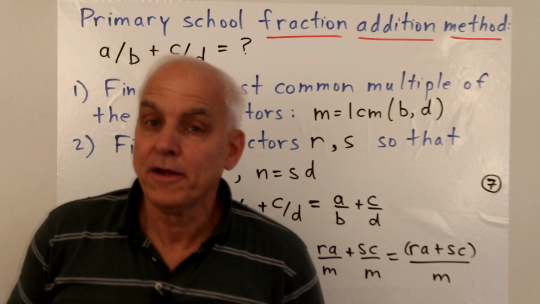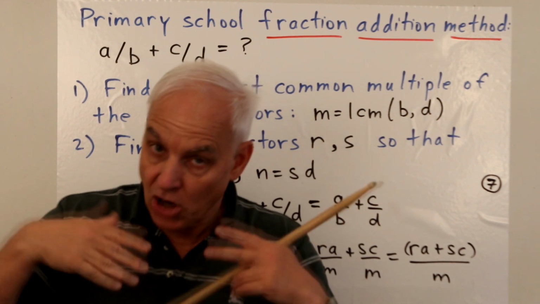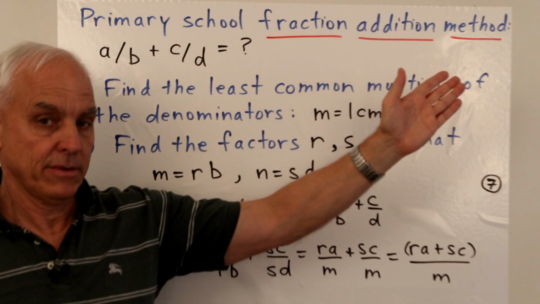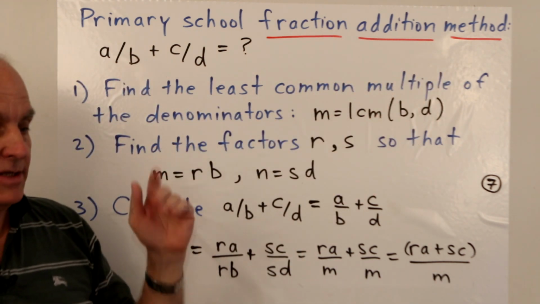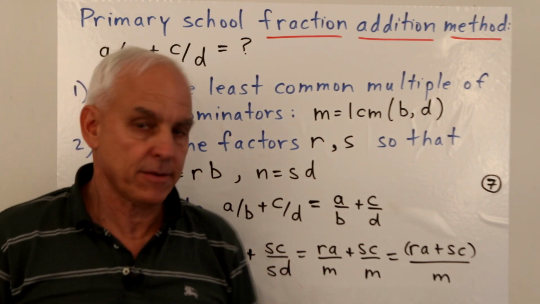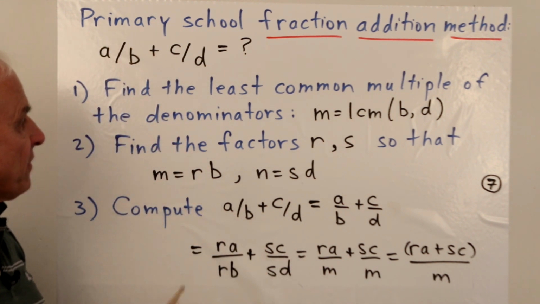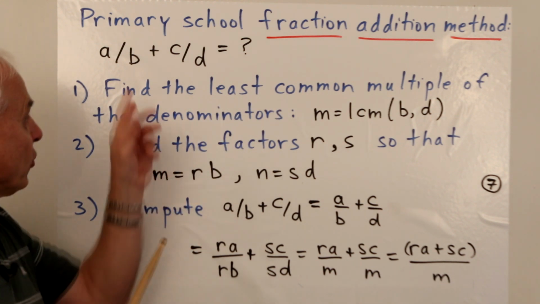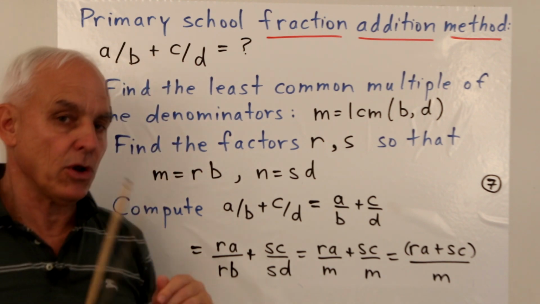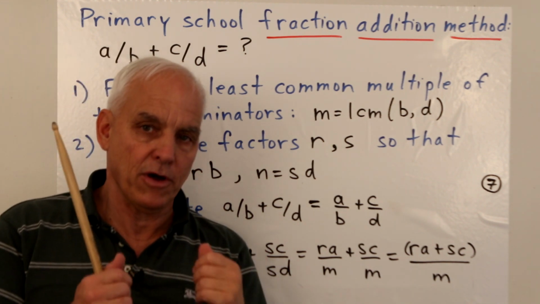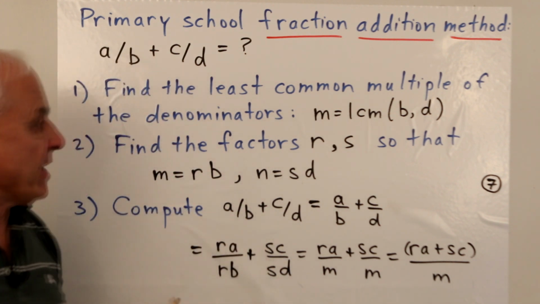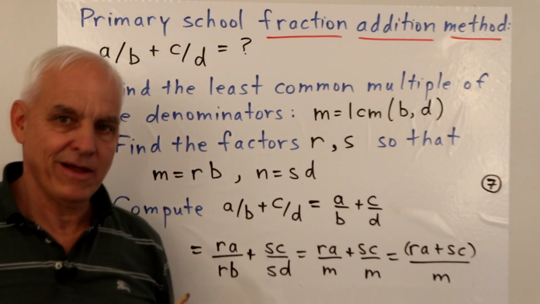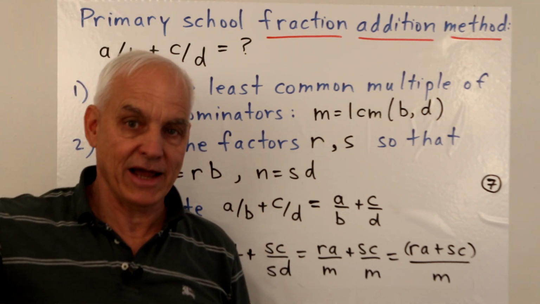All right, so now we can explain the way a lot of students are actually taught how to add fractions. We could call this the primary school fraction addition method. Okay, so suppose you want to add a over b and c over d. What steps do you take? Using this strategy, the first thing you do is to find the least common multiple of the denominators. So you look at the denominators, b and d, and you look for the least common multiple of them. So that's the tricky part. That's doable if these numbers are small, and gets considerably more challenging as the denominators get big.